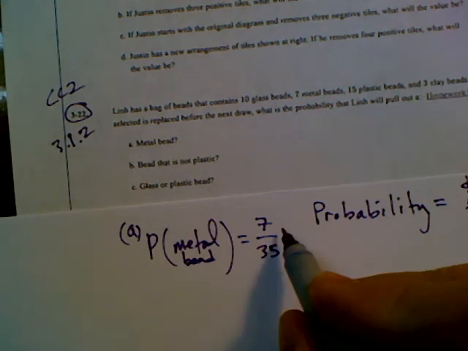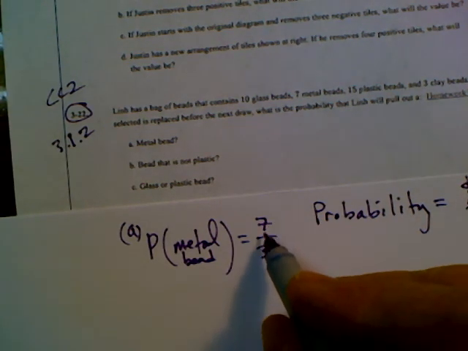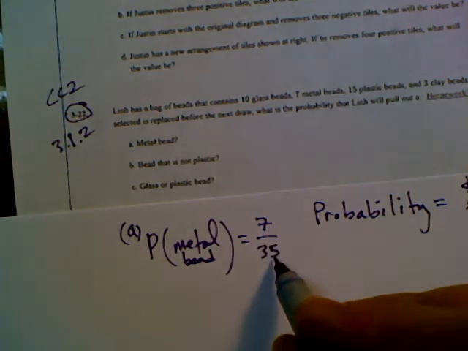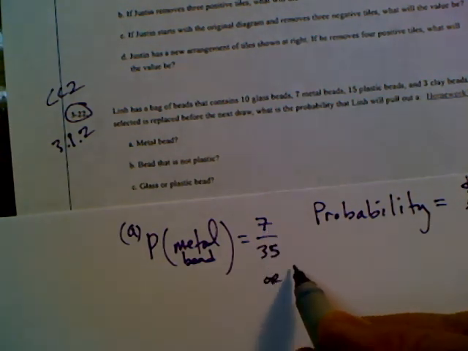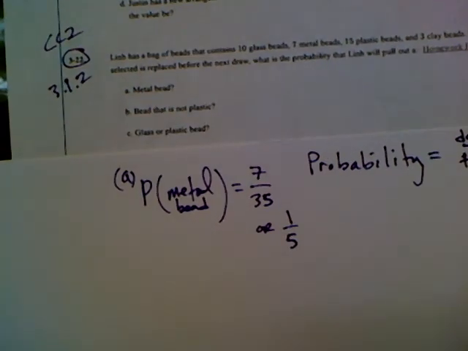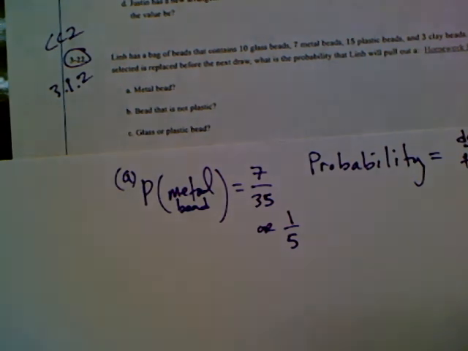And then that can actually simplify. 7 goes into 7 and 7 goes into 35. So you can either write 7 over 35 or it would be 1/5 if you simplify it. Okay. So that's the probability of getting a metal bead.